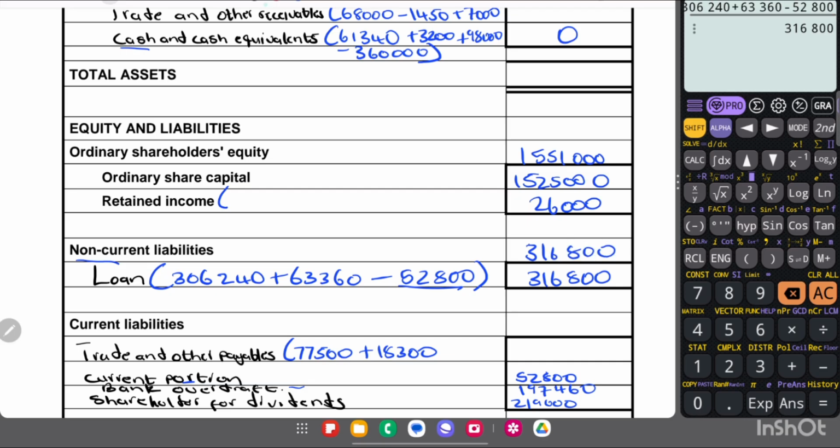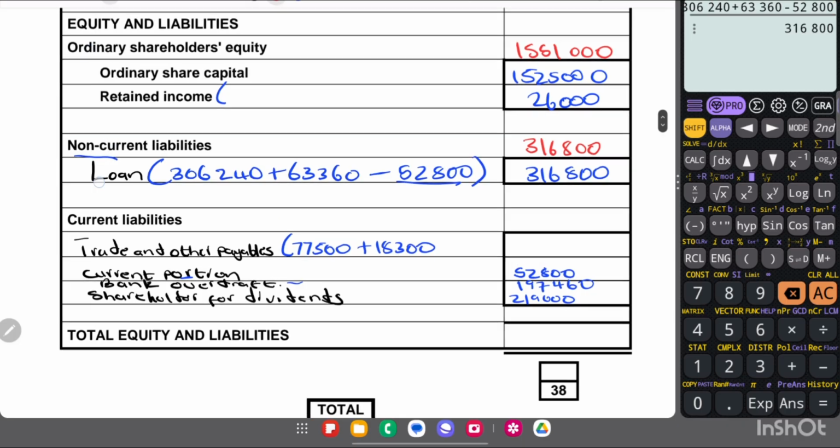316,800. But allow me to write this one in a different color. Let me write it using a red color. This one is gonna be 316,800. This one's gonna be 551,1000. Okay, so now are we done?